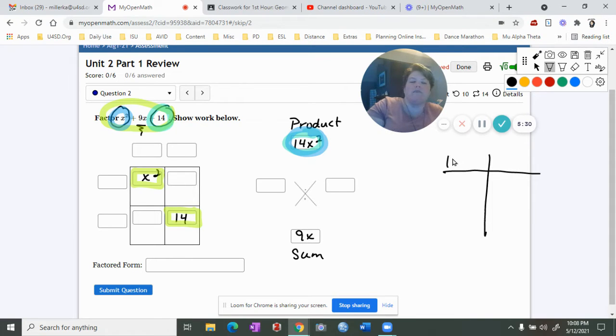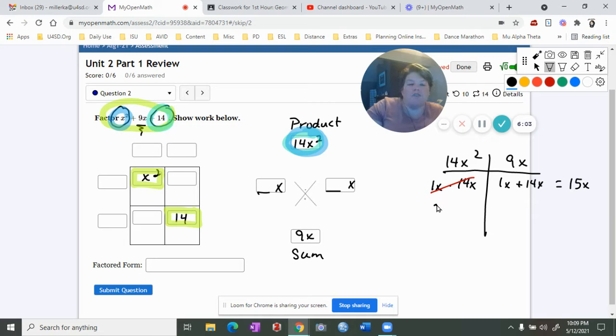So I like to make a little table. Okay, 9x. So my factors of 14 are 1 and 14, and the x squared is always going to split as x and x. So I know this will be x and this will be x. I'm just trying to figure out what coefficients go with it. Well, 1x plus 14x is not 9x. That is 15x. That's a no-go. I'll cross it off.